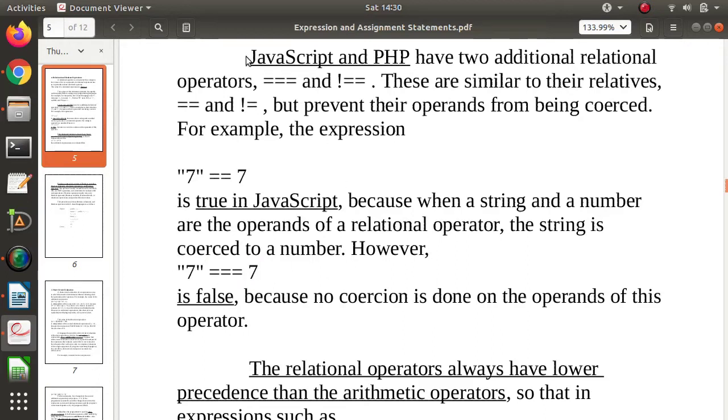So we are talking about JavaScript and PHP language. Here there are two operators. This is equal to, this is also equal to, this is not equal to, this is also not equal to. What is the difference? This is the difference. If it is a double equal to, its value gets coerced to a number, and both are considered the same, and that's why we get a true output. While when we use triple equal to, both will be considered as different. This will be considered as a string, this will be considered as a number, and that's why both are not the same, and that's why it is false.